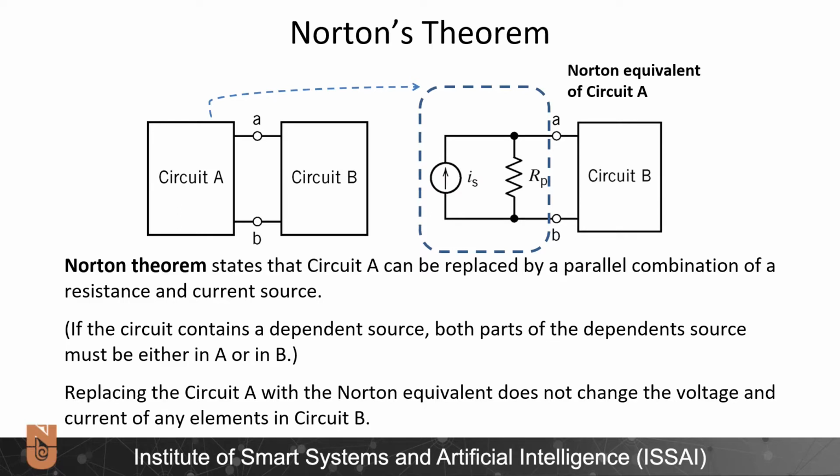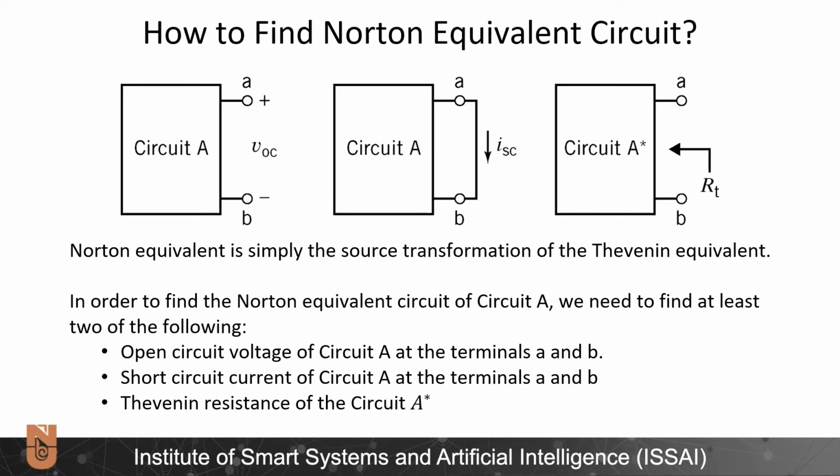Replacing the circuit A with the Norton equivalent circuit does not change the voltage and current of any elements in the circuit B. Actually, Norton's equivalent circuit is simply the source transformation of the Thevenin equivalent circuit, and therefore, in order to find the Norton equivalent circuit, we need to do the same operations which we did for the Thevenin equivalent circuits.